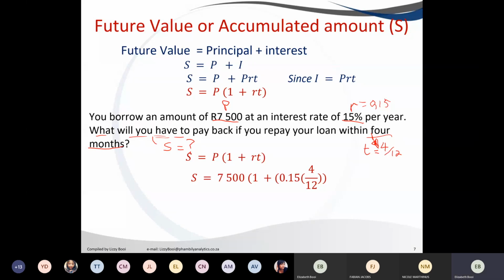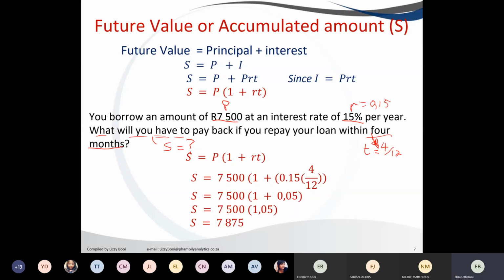And if I solve the brackets, 0.15 multiplied by 4/12, I get 0.05. If I add that to 1, it becomes 1.05. And 7,500 times 1.05, the answer I get is 7,875. And that's how you calculate simple interest.